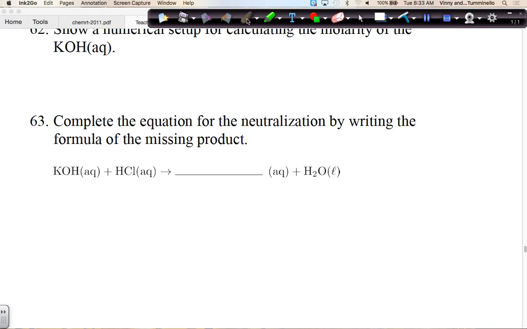63 says complete the equation for the neutralization by writing the formula of the missing product. Remember that neutralization is a fancy double replacement reaction, so we're going to do our inners and our outers. K goes in front of Cl. We are going to look up the oxidation numbers and crisscross and drop the signs. They are both 1s, so they are going to cancel out, and we will get KCl, and then the H goes with the OH, and that's where the H2O comes from.